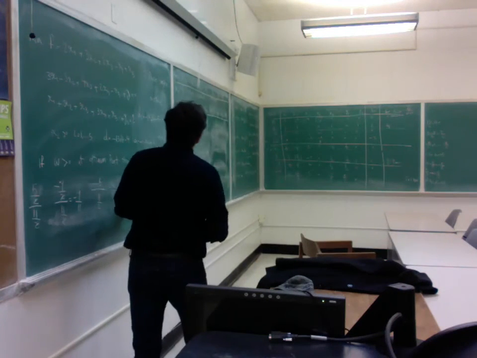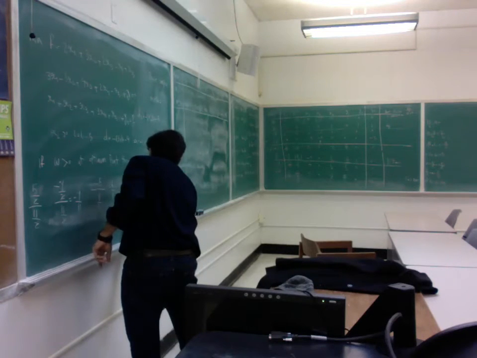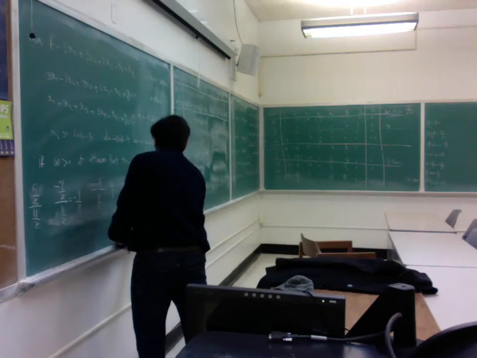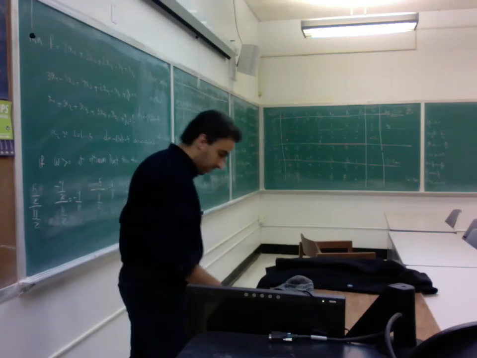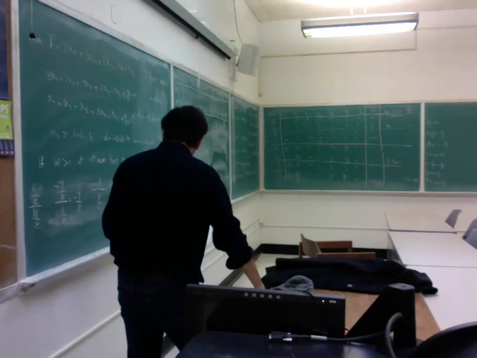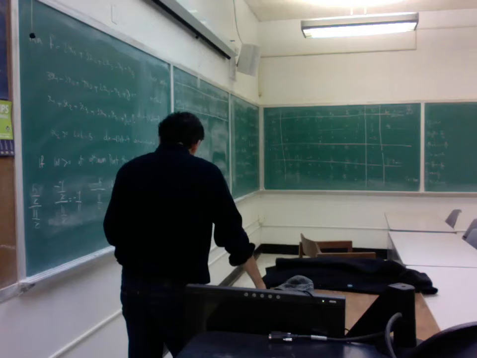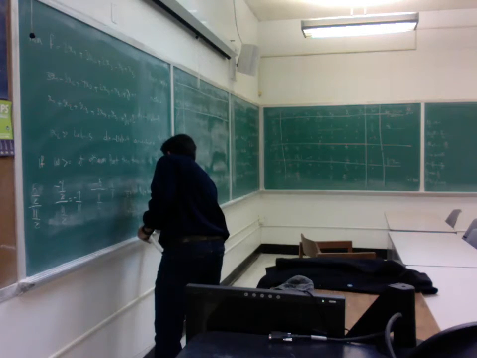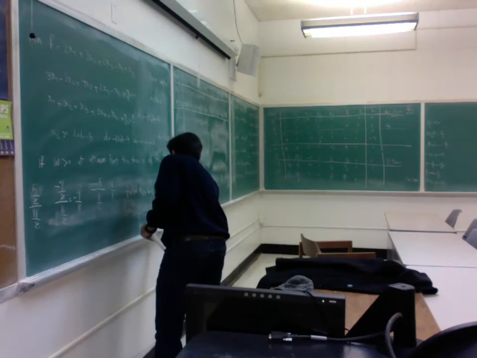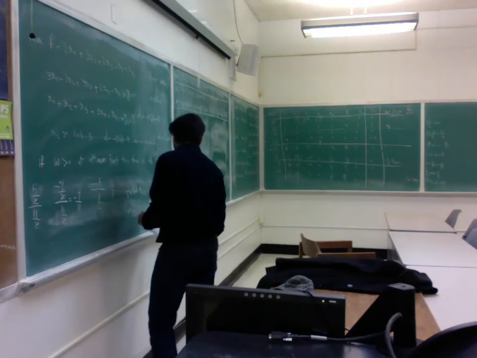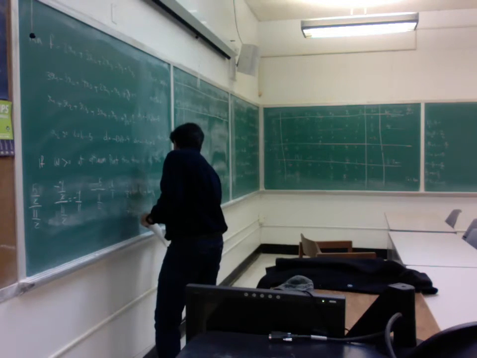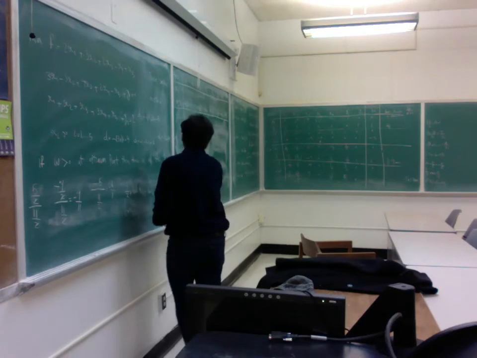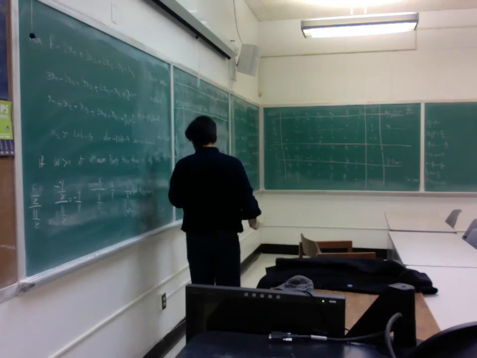So 3 over 2 times negative 7 over 11 plus 3 over 2. Negative 21 over 22 plus 33 divided by 22. 33 minus 21 is going to be 12 divided by 22, or 6 divided by 11. So this coefficient is going to be 6 divided by 11.